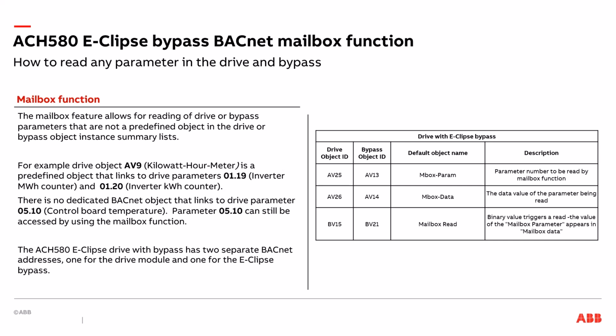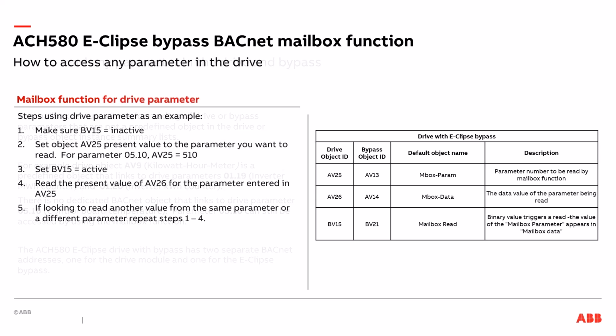Now, to do this, in the chart on the right, you'll notice there are two separate columns. On the far left, there are the drive object ID numbers that we'll use, AV25, AV26, and BV15, for accessing drive parameters. And then when we want to access a bypass parameter, we're going to use AV13, AV14, and BV21. Now, before I demonstrate using the software tool YABE how to access a drive parameter using the mailbox function, I just want to go through the steps that I'm going to execute on the software tool.